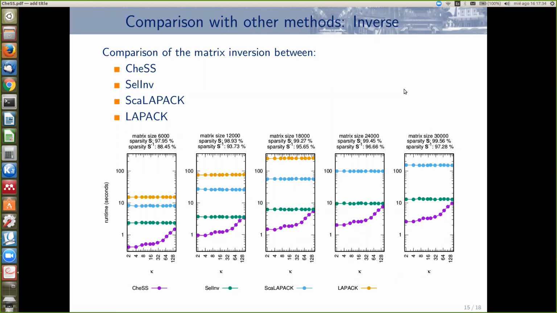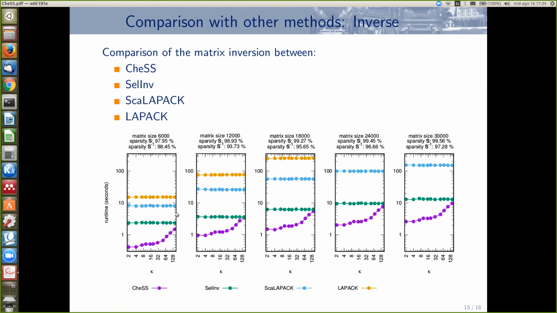And last but not least, we also benchmarked Chess with other packages that are also in, or flavors of them are in, ELSI. So for the matrix inversion, we compared Chess with selected inversion that comes with the PEXI package, with ScaLAPACK and LAPACK.